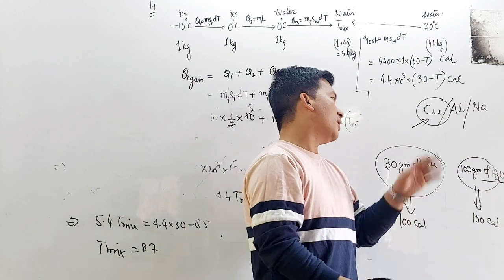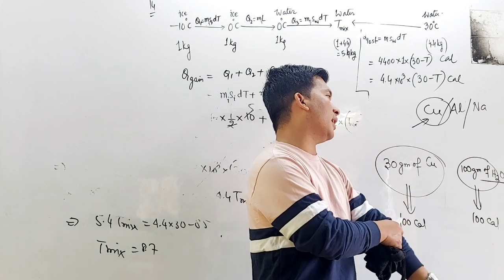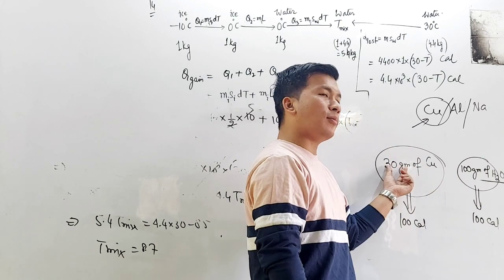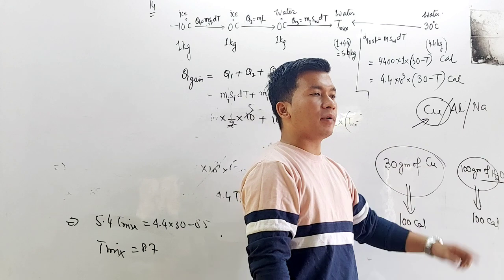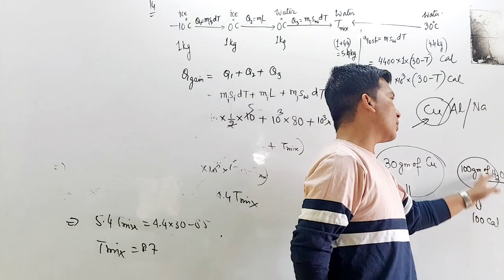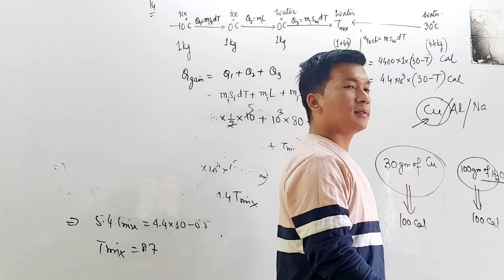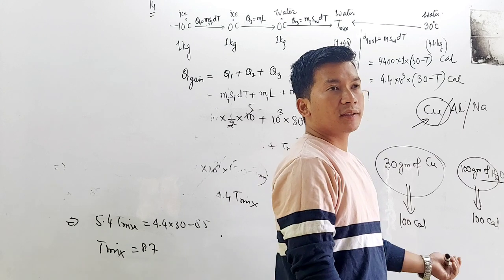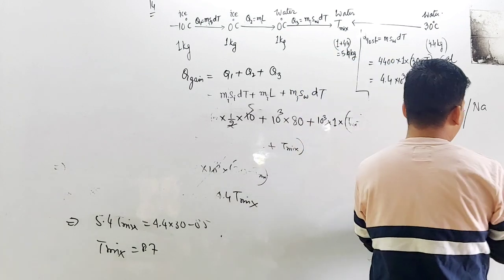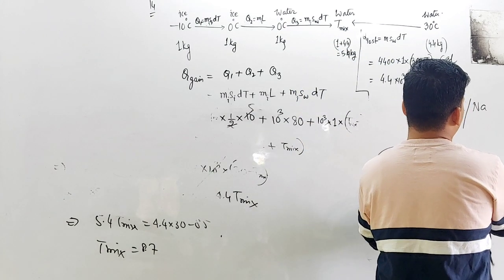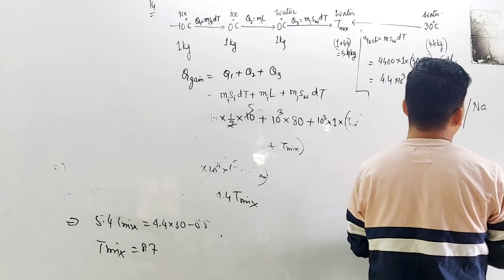Here the amount of heat content in your 30 gram of copper is exactly equal to the amount of heat present in your 100 gram of water. Do you understand? This is equal to that.